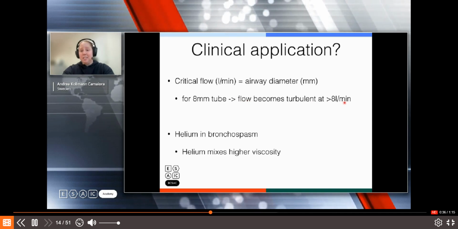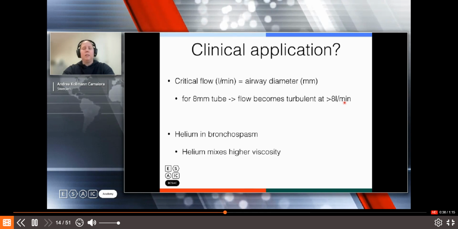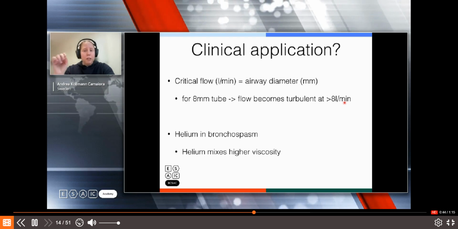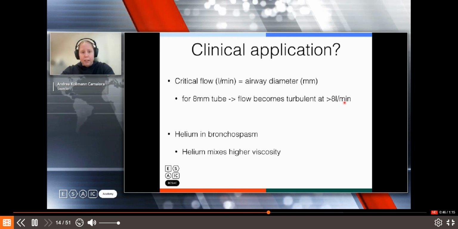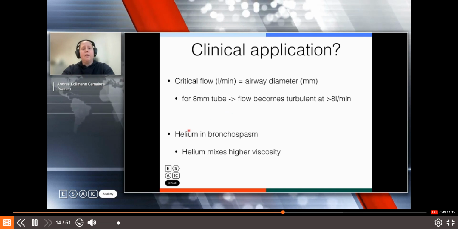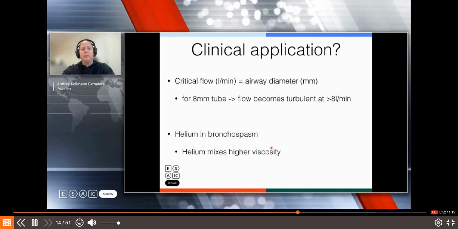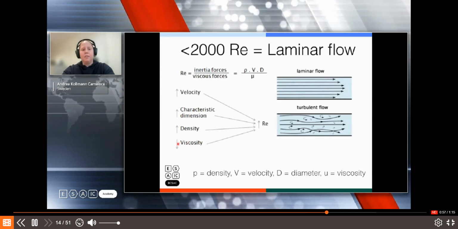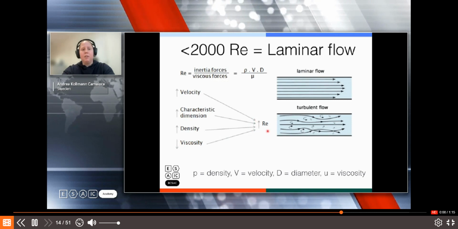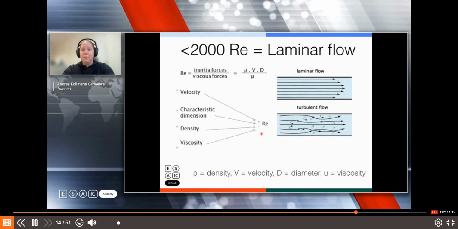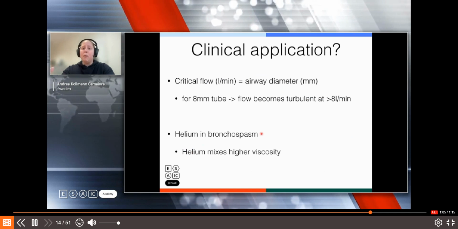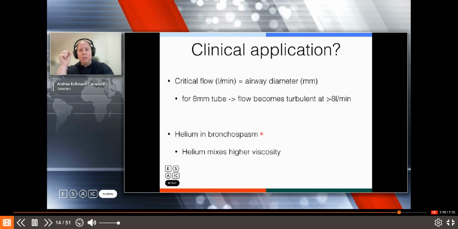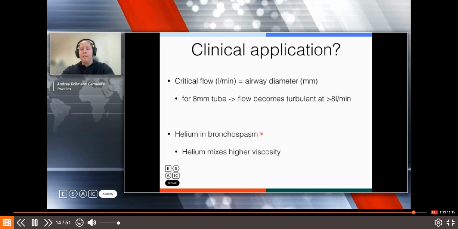And is this really important? Well, yes, especially if you're doing pediatric anesthesia, because then the sizes of the tubes you're using are much smaller, and then you need to reduce your flow accordingly. And then you have helium, because helium mixes are higher in viscosity. So if I increase the viscosity, I lower the Reynolds number, and if I lower the Reynolds number, I'm making my flow more laminar. And that's extremely good in patients that have a bronchospasm, in which the airways are severely decreased in size.